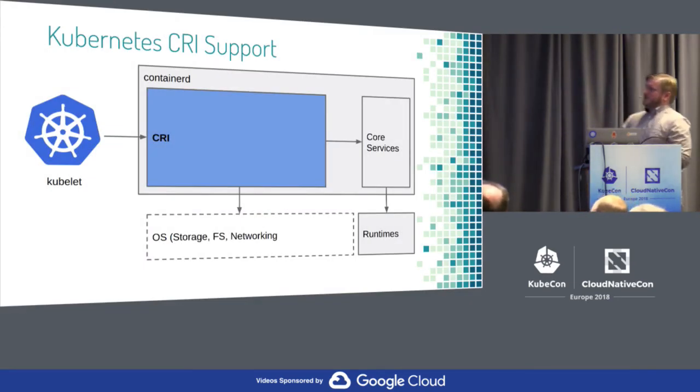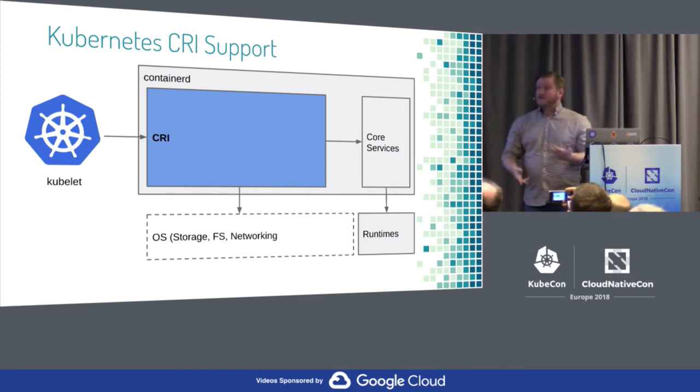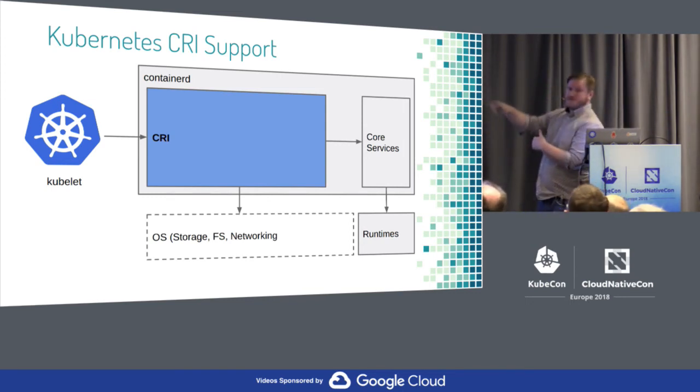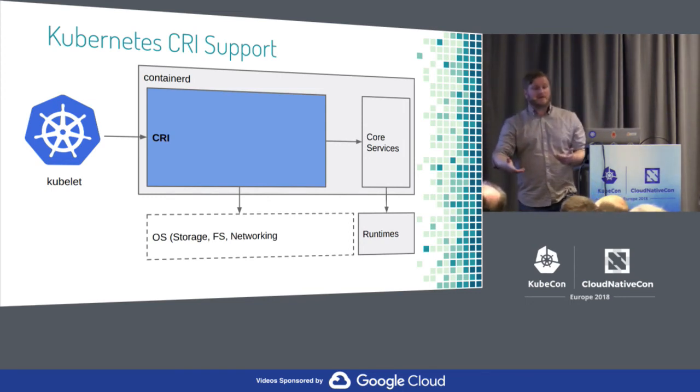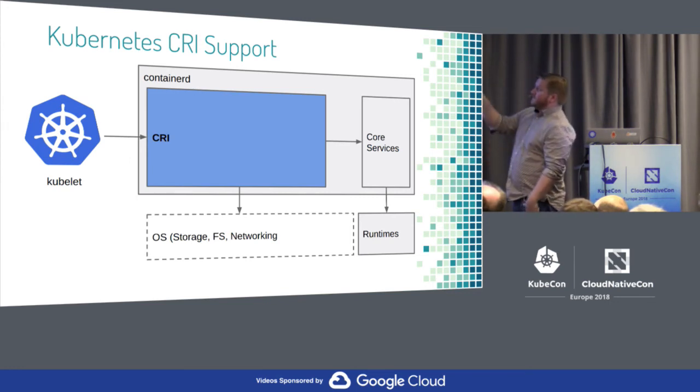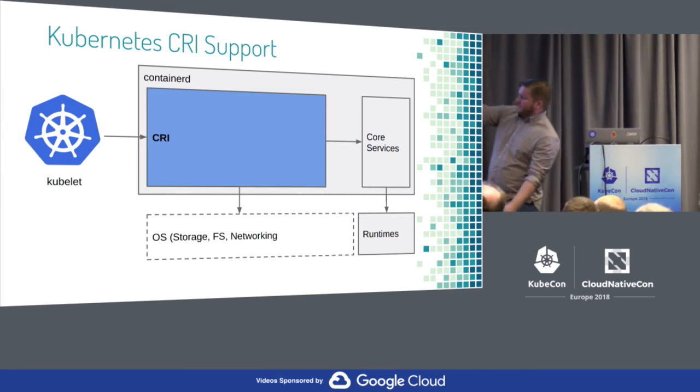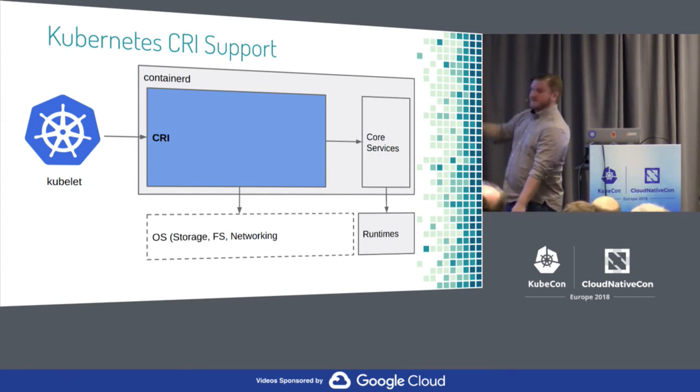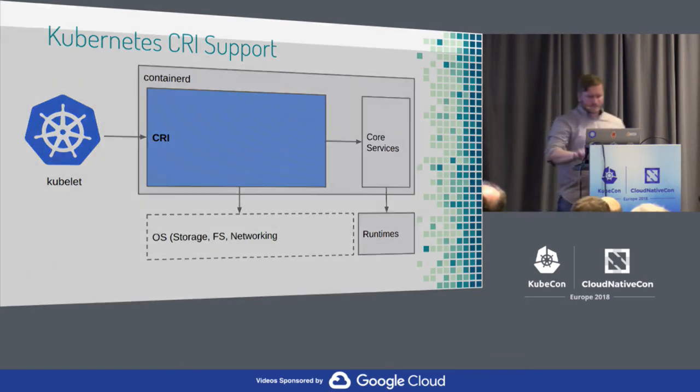Just to give you an idea of how a native plugin works in Containerd, this is how the integration with the Kubernetes CRI works. There's a component called CRI within Containerd, and it actually interacts with the core services, which I showed you on that diagram before. But it itself is within Containerd, and then influences the operating system, which consists of storage, file system, networking, and so on. And then the core services actually control the runtimes.